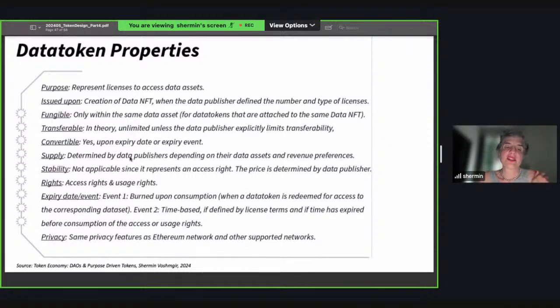Rights that are attached are obviously access rights, usage rights, and actually potentially also revenue rights. I forgot that here. We should include revenue rights here. If you can build products on top of it and make money, obviously generate revenues on top of that data. Expiry date and event, as I said: event 1, burned upon consumption. Event 2, time-based, if defined by the license terms and if time has expired.